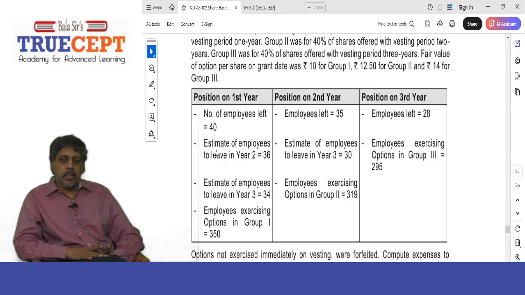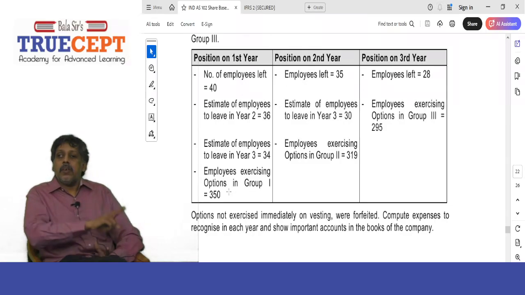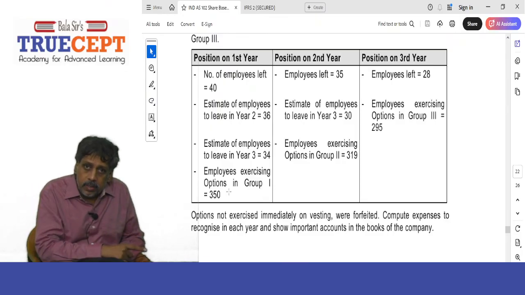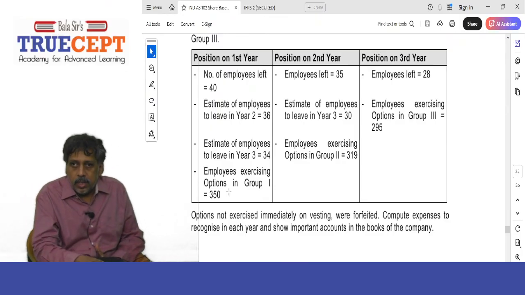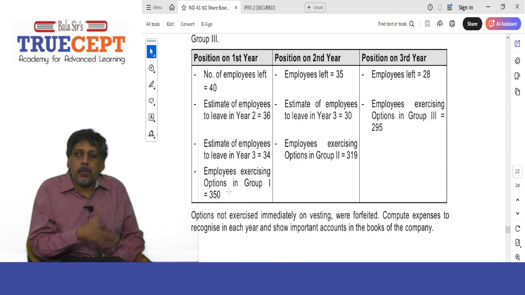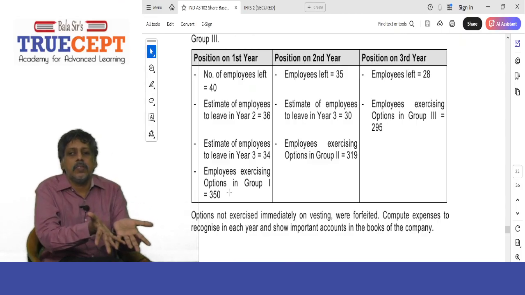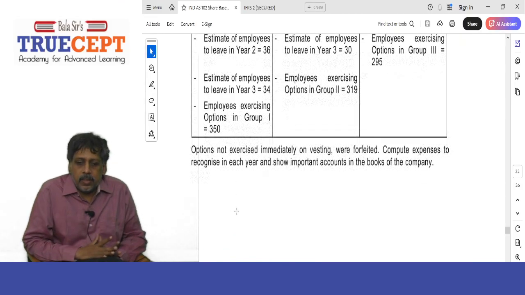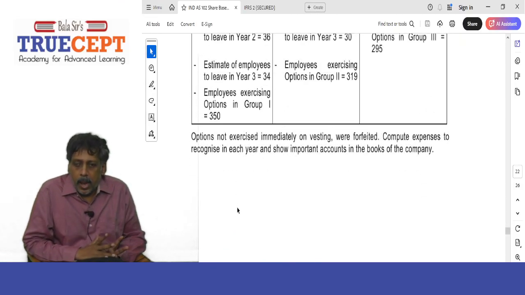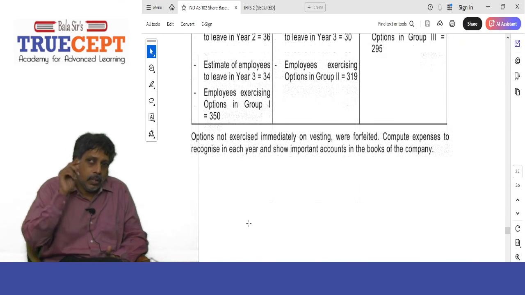Now, how to find the expense for the first year? One more line, sir. Employees exercising options in group 1 is 350. Because out of 360 employees satisfying the 1-year vesting, only 350 employees are exercising. What happened to the 10 employees? They would allow their options to lapse. That's the right word, lapse. They would allow the option to lapse. Is that fine?